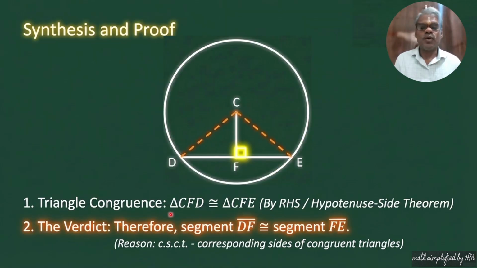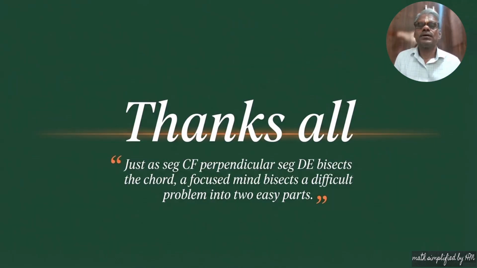Thus the triangle congruence: triangle CFD is congruent to triangle CFE by the RHS, hypotenuse side theorem. The verdict: therefore, segment DF is congruent to segment FE. Reason: corresponding sides of congruent triangles. Thus, we have accomplished the mission by using the hypotenuse side theorem on our constructed triangles. We have proven that segment DF is congruent to segment FE.